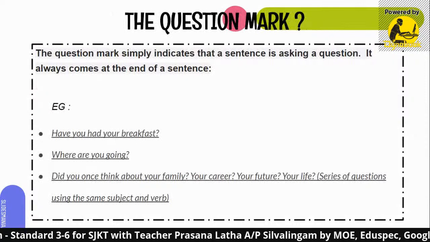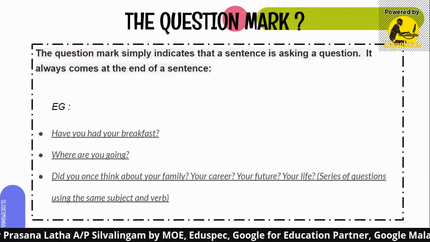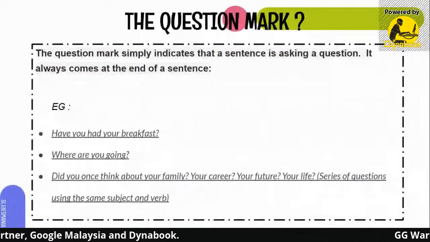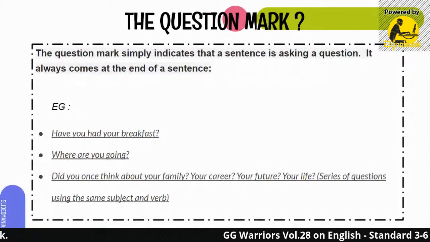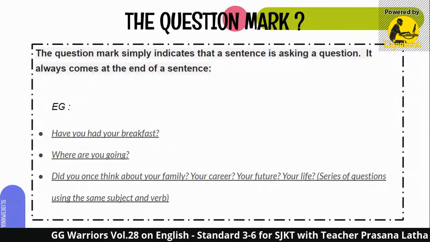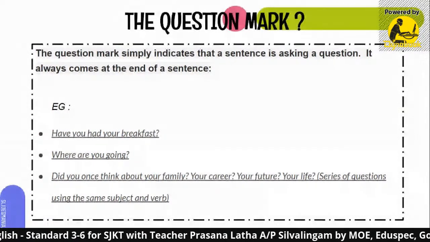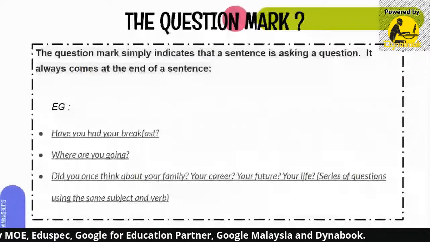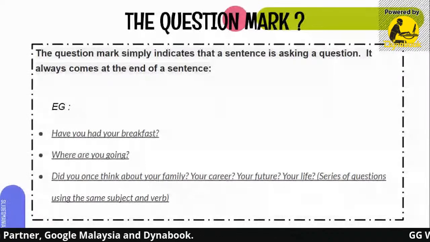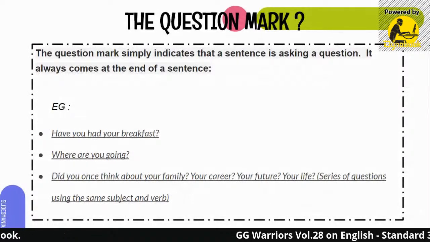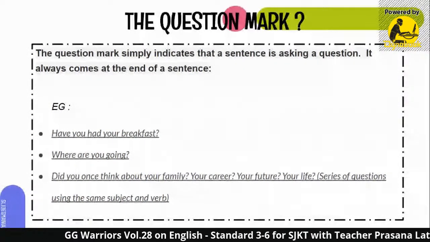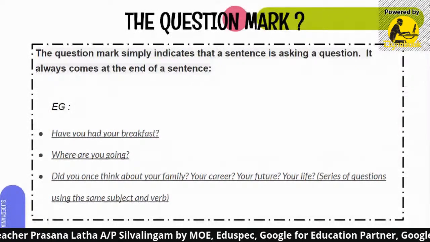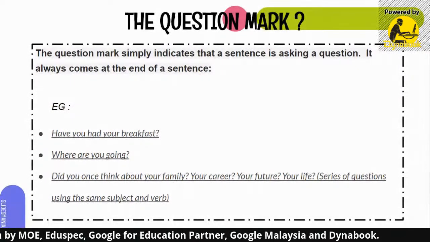Next would be question mark. Question mark itself explains to you what it is. Whenever there's a question written, you have to use a question mark to indicate that's the end. That's a question. The question mark simply indicates that the sentence is asking a question. Whenever you require an answer, the sentence written before it would be a question. So it always comes at the end of a sentence.